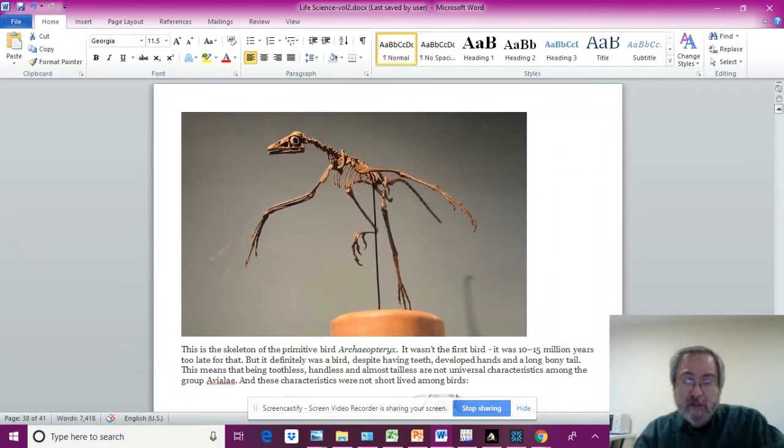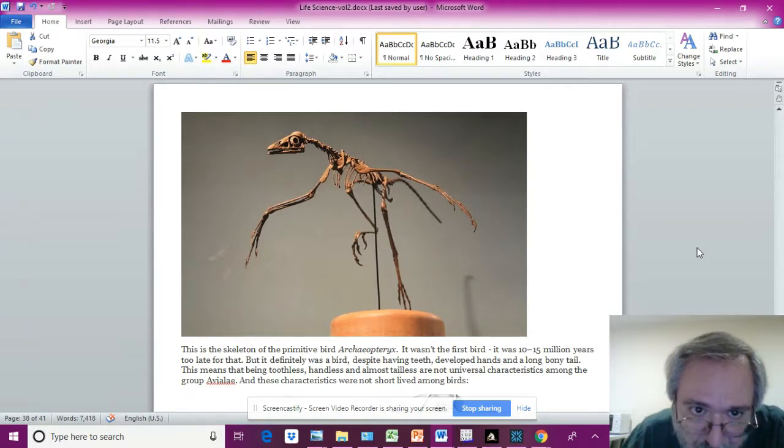So now, this is a skeleton of Archaeopteryx. Large bird socket, has jaws, has teeth, has caudal vertebrae. You can see the digits clearly on the four limbs.